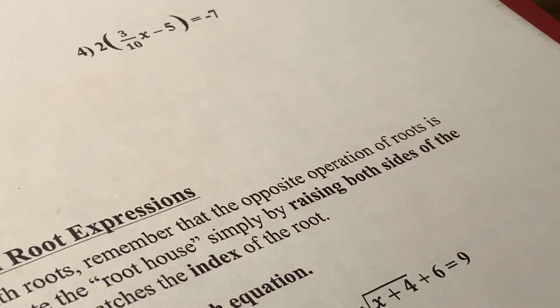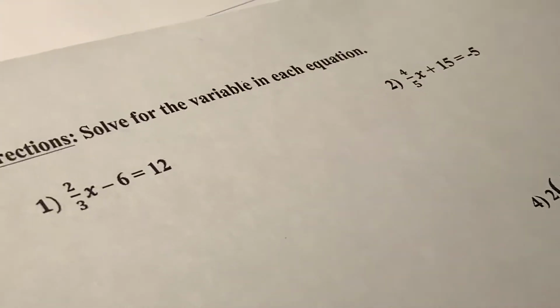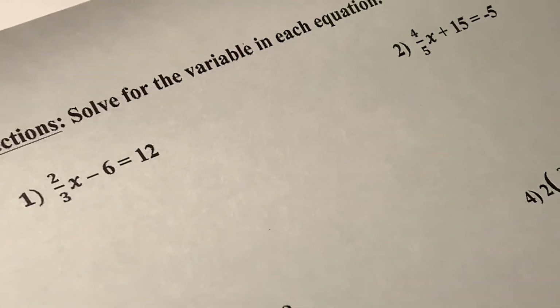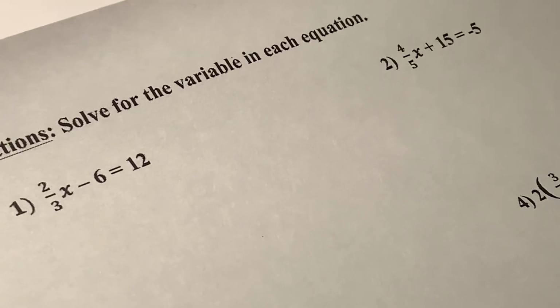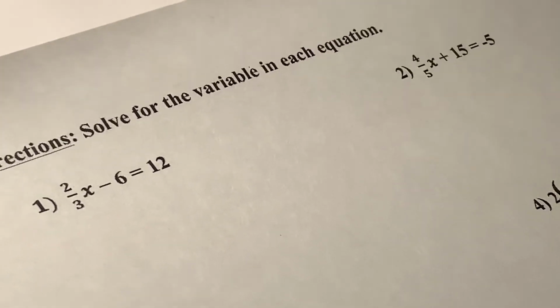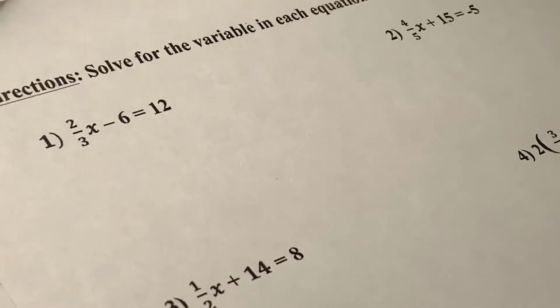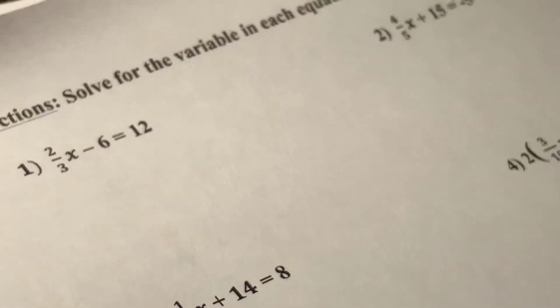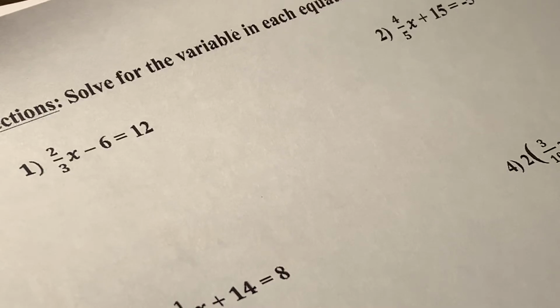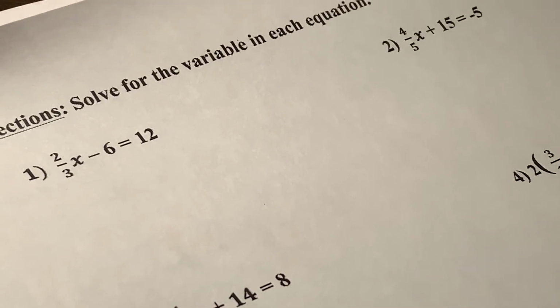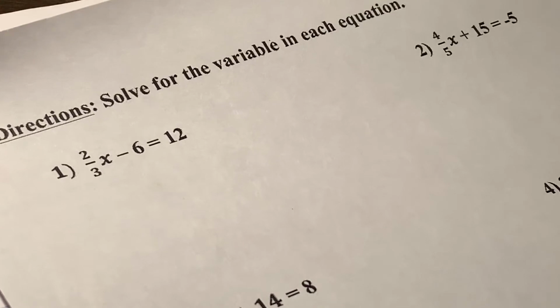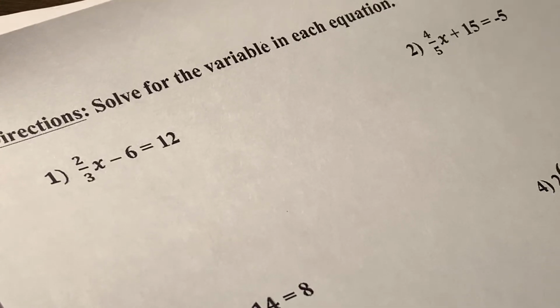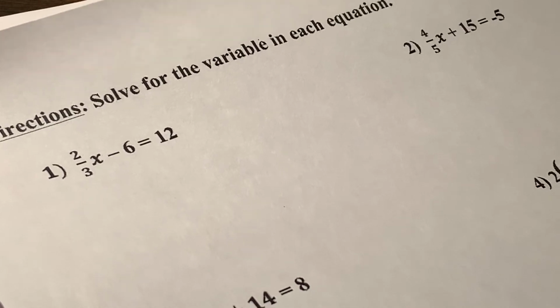Here we go. So, let's look here. Directions: solve for the variable in each equation. So, ladies and gentlemen, now's that time where I'm going to ask you to pause the video and do it yourself. So right now, hit pause. Try this problem by yourself: 2/3 x minus 6 equals 12. Come on, don't cheat. If you cheat, you're only cheating yourself, right? Pause that video. Try it.